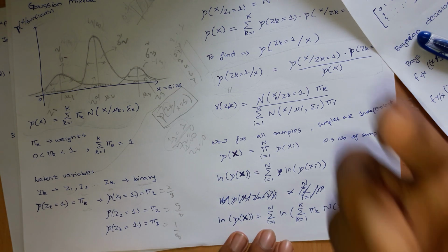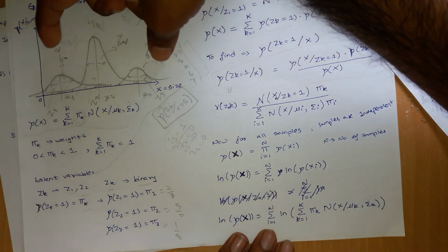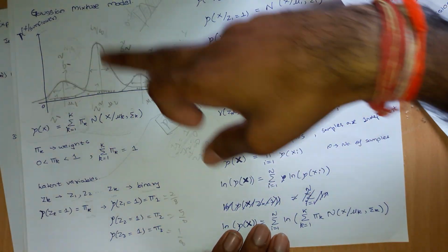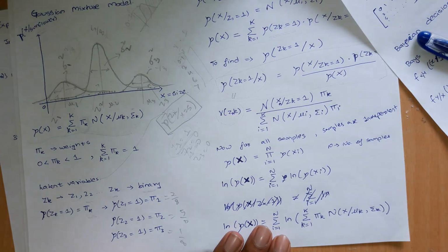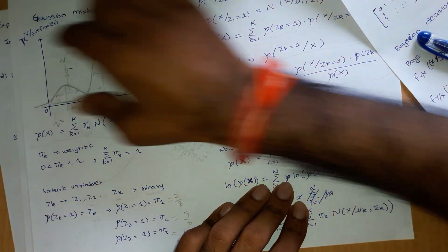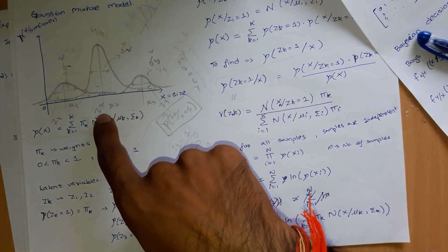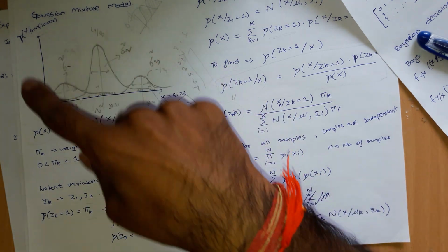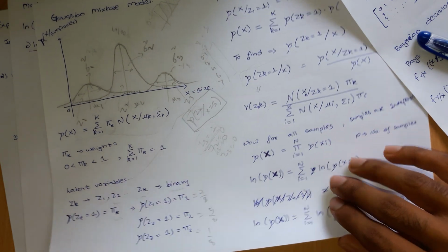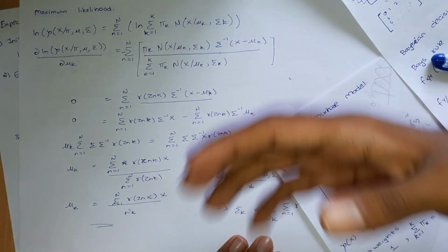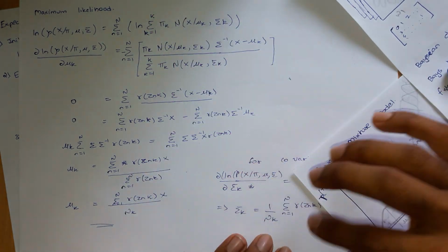So how do I find that? I'll find that by maximizing this probability. I just want to maximize the probability over here. That is the same thing that we used to do in maximum likelihood problems. So I have to maximize this probability given the parameters mu k, sigma k, and pi k. We'll see in the next lecture how I calculate the parameters mu k, sigma k, and pi k.